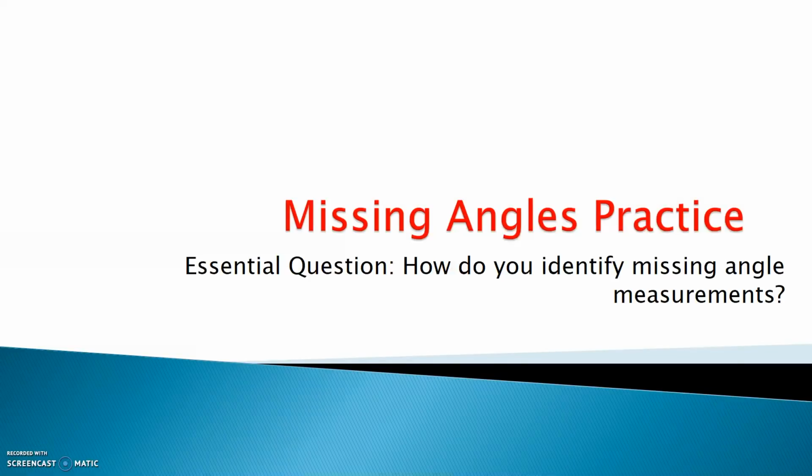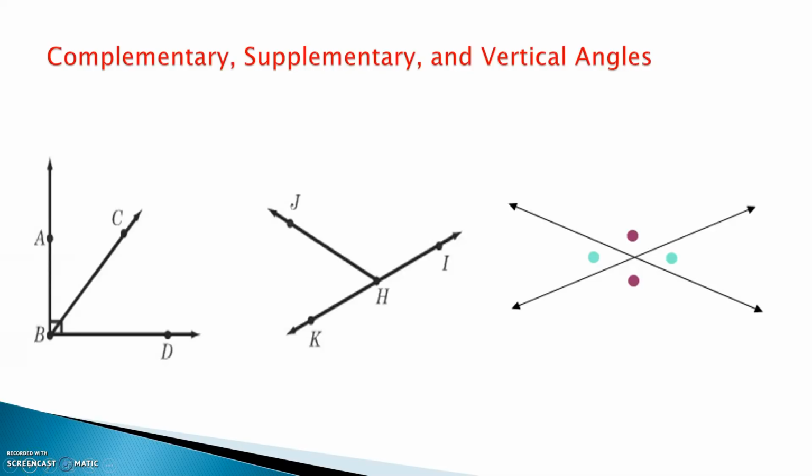I might have to break it apart into 2 different videos, so this should be part 1. Missing angles and practice. How do I identify angle measurements? All right, so we're practicing our complementaries, our supplementaries, and our vertical angles. Number 1. Oh, sorry, I forgot to mention, this should be done on a separate piece of paper. It's not inside of your geo books. Okay, so separate piece of paper.